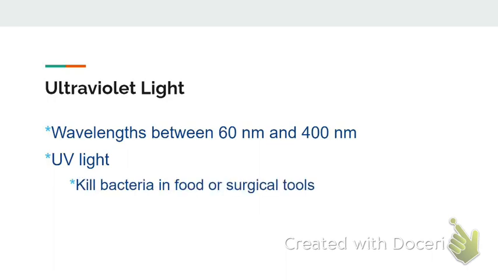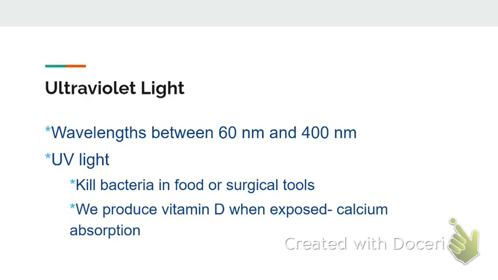It kills bacteria in food or surgical tools, so we do use ultraviolet lamps to do that. We produce vitamin D when exposed. Calcium absorption also has helped when you're exposed to ultraviolet light, but we don't need a lot of it. Sunburns are also caused by UV light. Cancer, wrinkles, right? Does anyone know the difference between getting a tan in a tanning bed or going outside and standing in the sun? The difference is when you go outside, you're getting cancer for free, and when you go to a tanning salon, you're paying them for cancer.